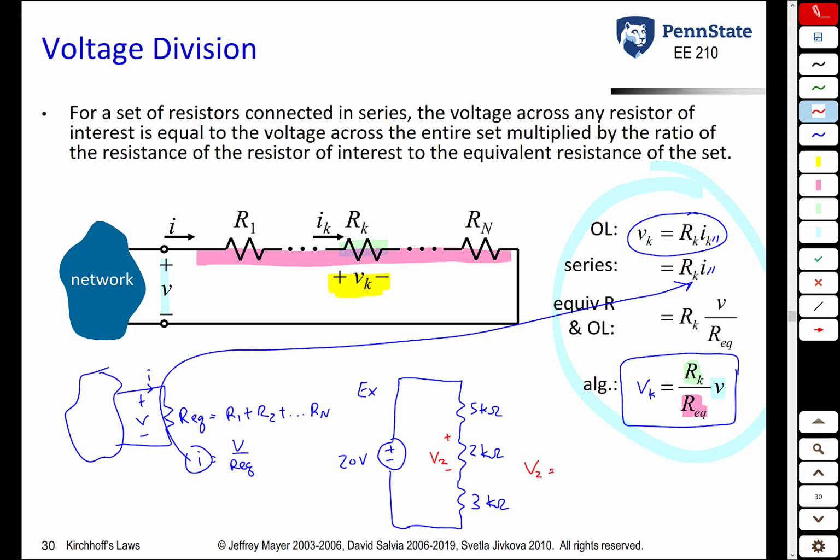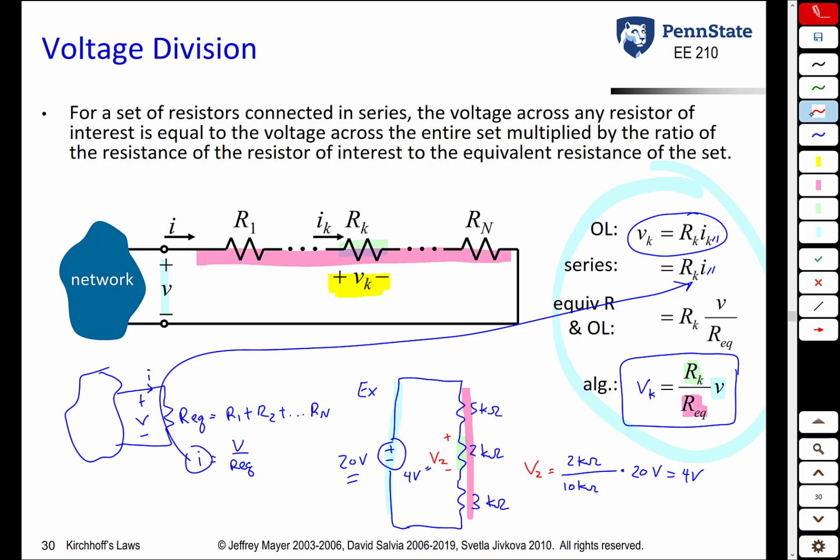The voltage across that resistor is its resistance divided by the sum of the 3 resistances, which is 5 plus 3 plus 2, 10 kilo ohms, times the voltage across the entire series group, which is 20 volts. So basically, 2 over 10 is 1/5, and 20 divided by 5 is 4 volts. So V2 is 4 volts.